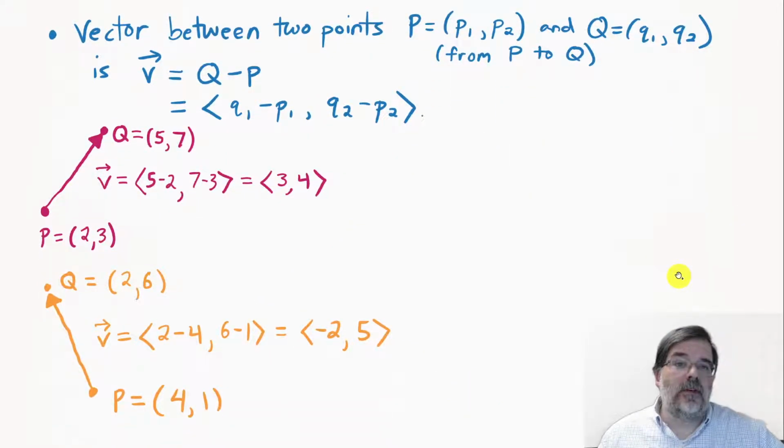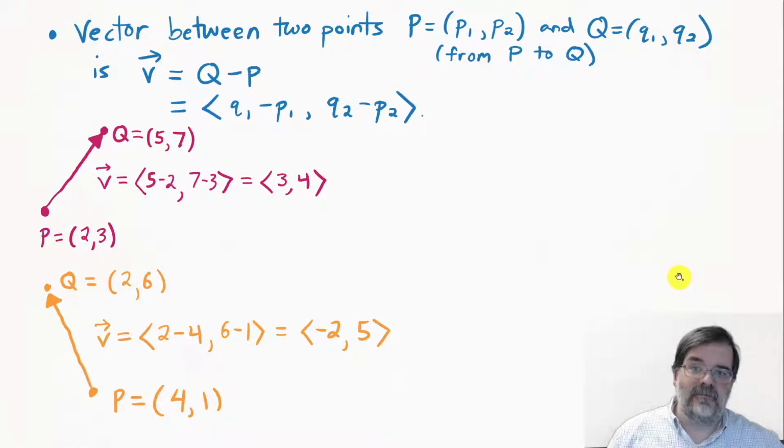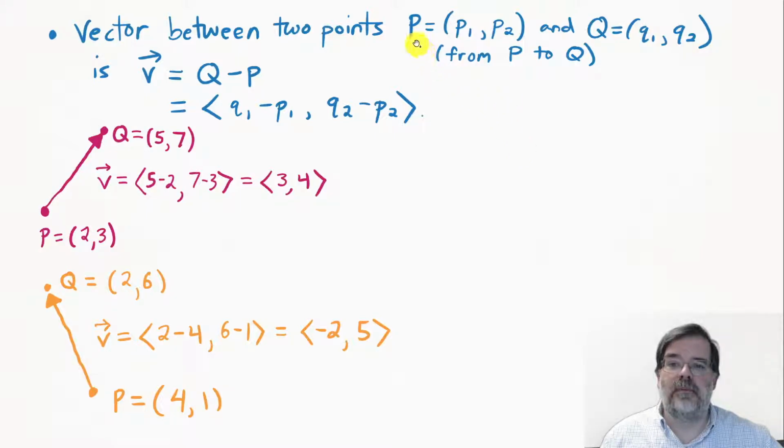Now, what if you're given 2 points and you want to find the vector between them? If you want to get from point P, with coordinates (P1, P2), to the point Q, with coordinates (Q1, Q2), to find the vector between these 2 points, that vector v is the point Q minus the point P. In other words, it's the vector (Q1 minus P1, Q2 minus P2).